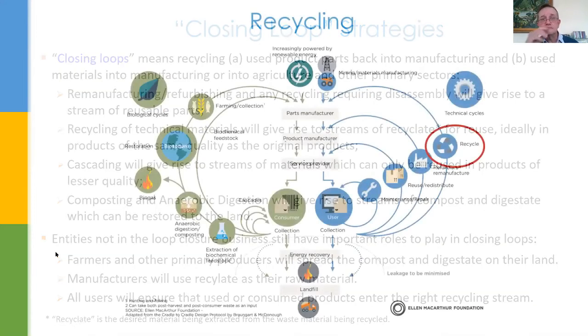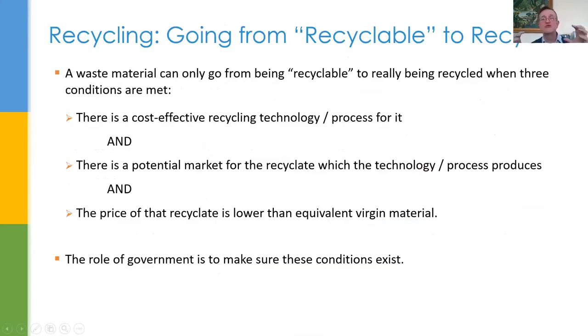Recycling. The important thing here is that we go from recyclable, everything is recyclable, to recycled. And a waste material can only go from being recyclable to really being recycled when three conditions are met. There's a cost-effective recycling technology process for it. There's a potential market for the recyclate which the process produces, and the price of that recyclate is lower than the equivalent virgin material. At the moment, for instance, in plastic, we have a big problem here. And the role of government then is to make sure in a circular economy that all three conditions exist.